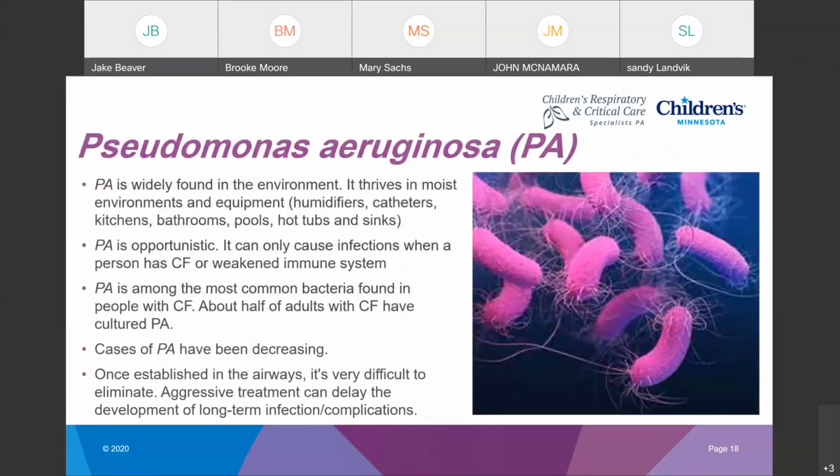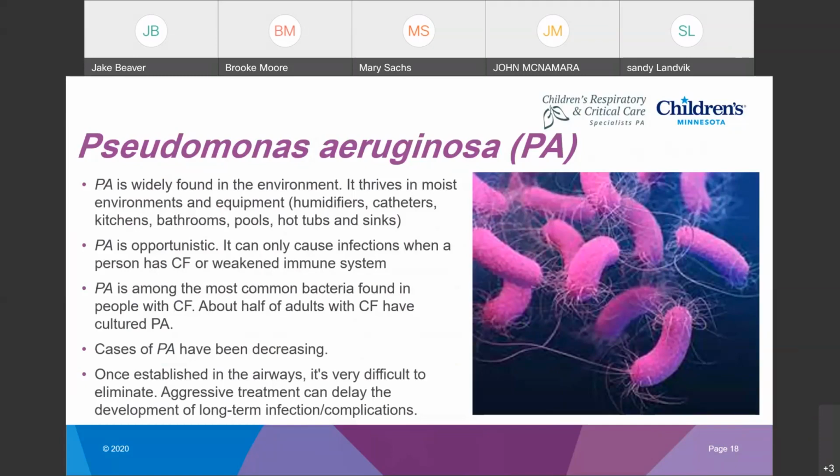Pseudomonas is widely found in the environment, and it thrives in moist environments. So humidifiers, catheters, kitchens, bathrooms, pools, hot tubs, sinks. It's an opportunist, so it grows in people who have cystic fibrosis or have weakened immune systems from a variety of other causes. It is the most common bacteria found in adults with CF and among the most common in all people with CF.